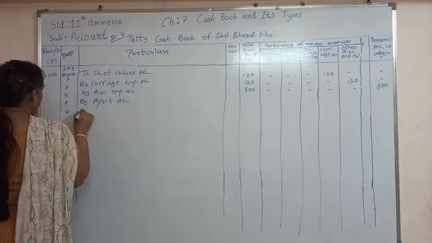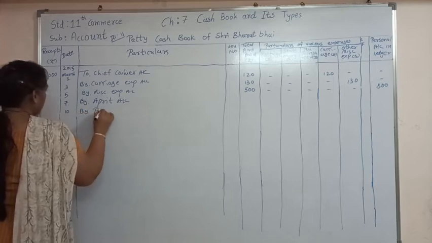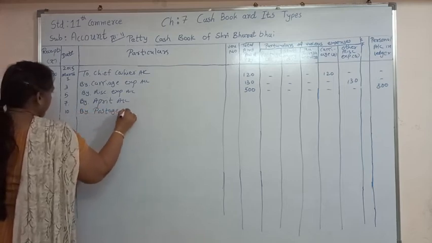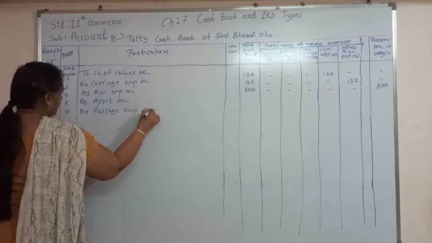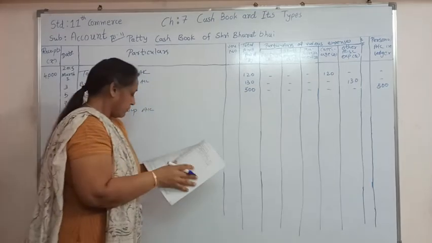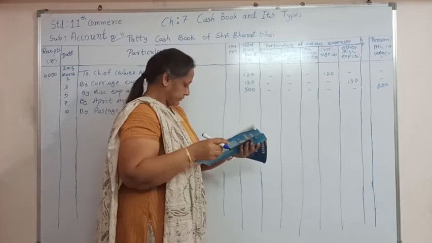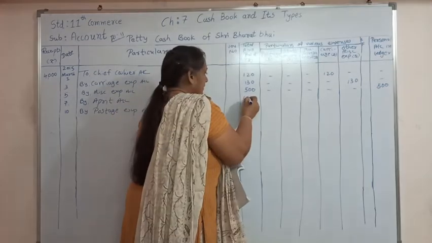Again on 10th, rupees 100 paid for postage expense. 10th, by postage expense account. So here postage expense will be 100.